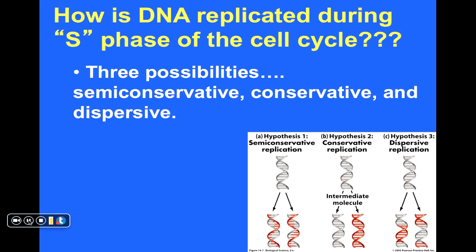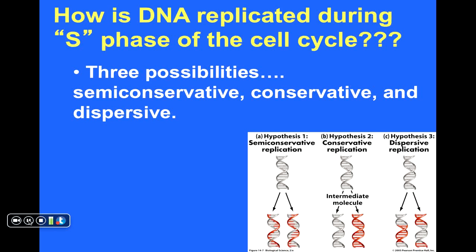Recall that this refers to the synthesis, or the DNA synthesis phase, that has to occur before cell division can take place. In other words, chromosomes in your cells have to replicate themselves before cell division takes place. And so that's what we're going to focus on here in this unit. How does this process of DNA replication actually occur?